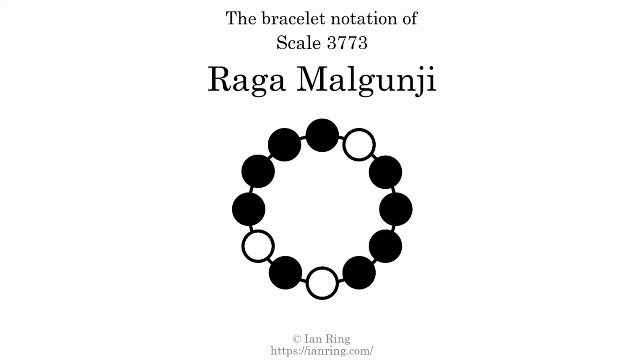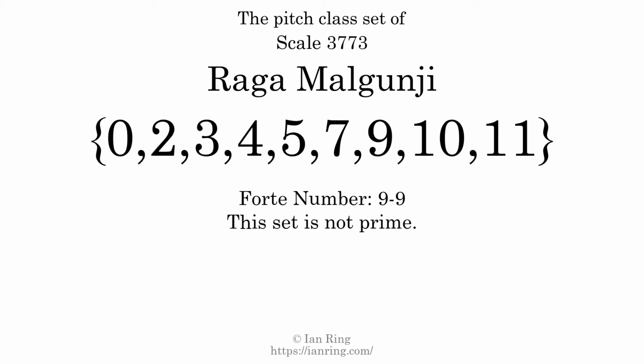This is a bracelet notation diagram of scale 3773. The shaded circles represent tones that appear in the scale, and they are read clockwise, starting at the top. The pitch class set for this scale is 0, 2, 3, 4, 5, 7, 9, 10, 11.